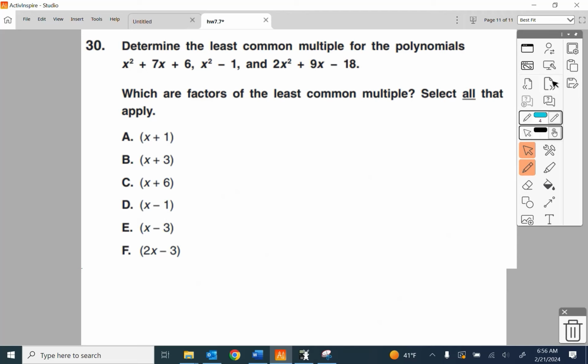Find the least common multiple for the polynomials x squared plus 7x plus 6, x squared minus 1, and 2x squared plus 9x minus 18. So this is another one of these 5th grade math skills. And maybe you remember this, like what is the LCM of, let's say, 8, 24, and 42? I'm pretty confident it's 2. Might even be the only one. Because 2 enters all 3 of these things, and it is the least. All right? So that's the idea. The idea is to find the common factor.